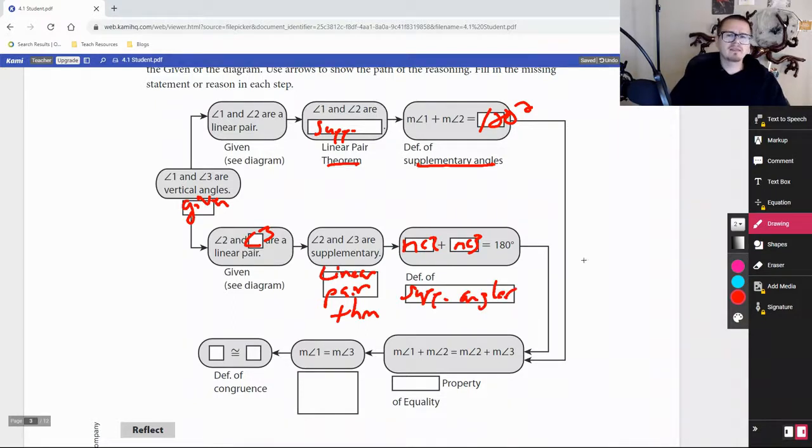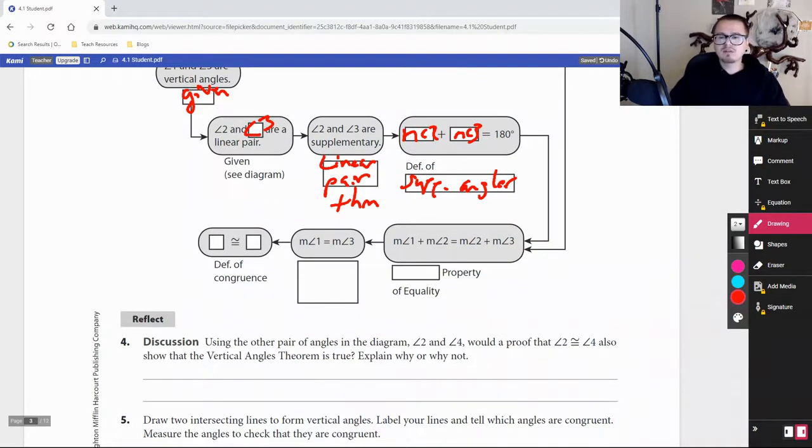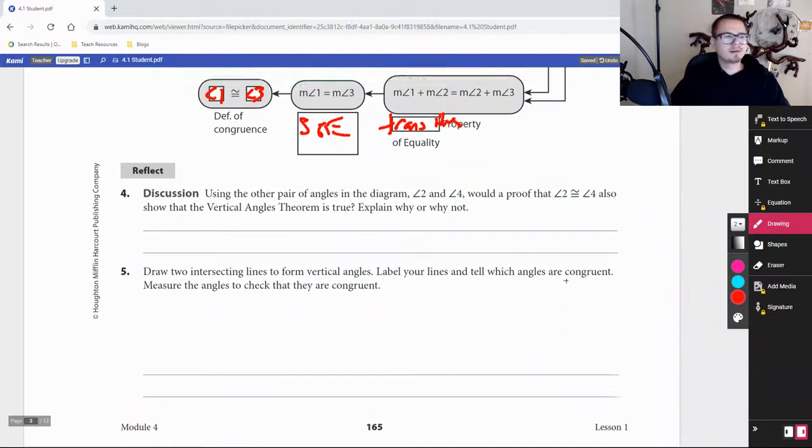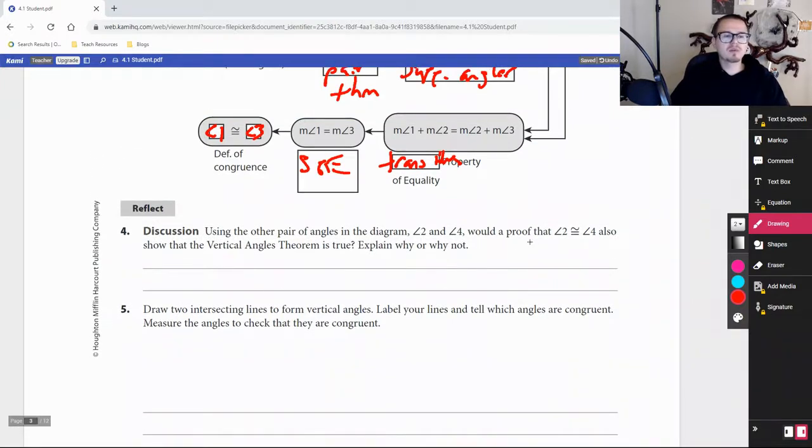So take the information given to you and try to reuse it. And then the definition of congruence is going to state that, based on what we did up there, we're just literally taking down the transitive property of equality, and then we use the SPE, the subtraction property of equality, to get rid of the measure of angle 2. The definition of congruence says that angle 1 is congruent to angle 3. Whew! It's flowing. Using the other pairs of angles, angle 2 and angle 4, would prove that angle 2 is congruent to angle 4, also showing that the vertical angles theorem is true.